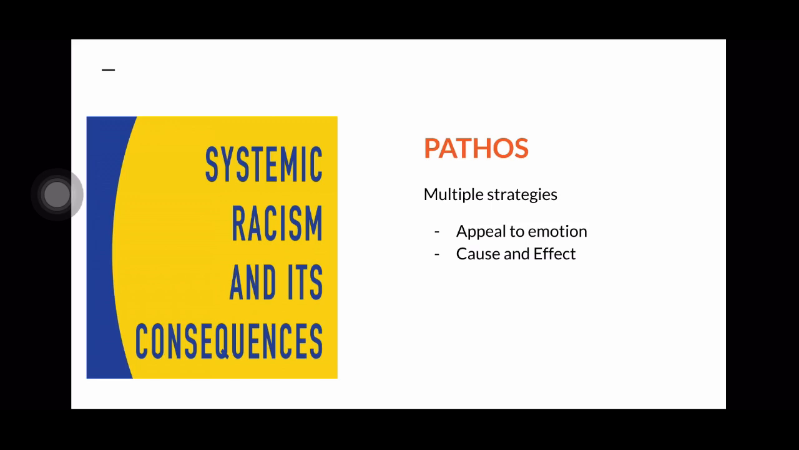Next, I used pathos, and some different strategies and approaches I took were appealing to emotion and cause and effect. I wrote in my letter, although we live a comfortable middle-class life, imagine if we were impacted by systemic racism the way that people of our race are. This appeals to emotion by putting my mom in somebody else's shoes to better understand the situation and empathize deeper.